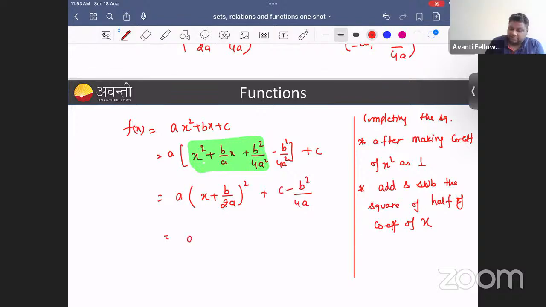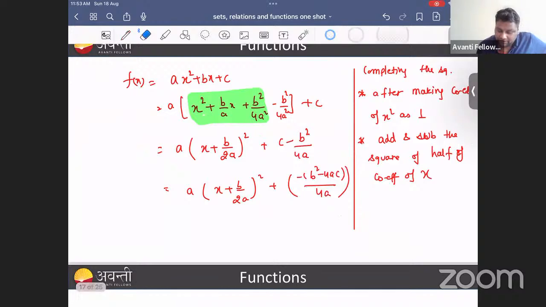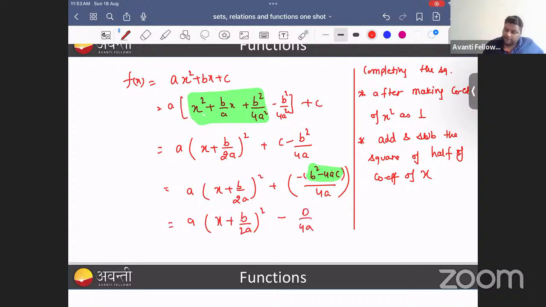So it is a times x plus b by 2a whole square, plus, in the numerator it will be minus of b square minus 4ac upon 4a. Yes or no? And this b square minus 4ac is what? D. So it is a times x plus b by 2a whole square minus D by 4a. Got it? x plus b upon 2a whole square minus D by 4a.